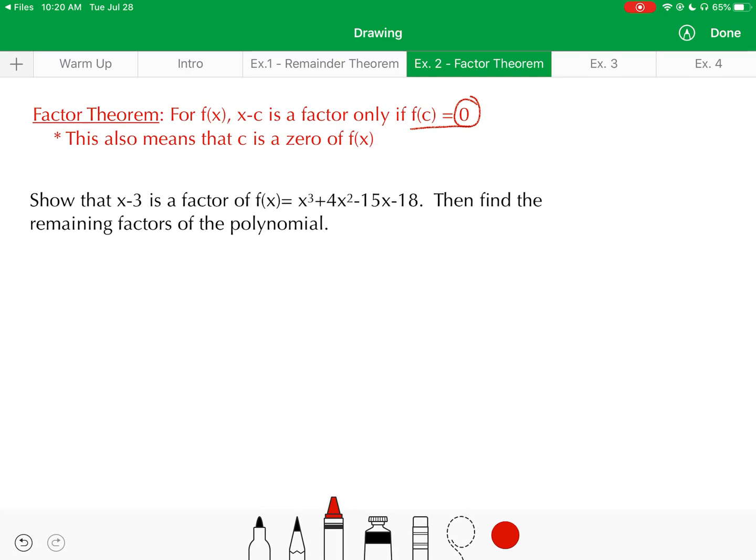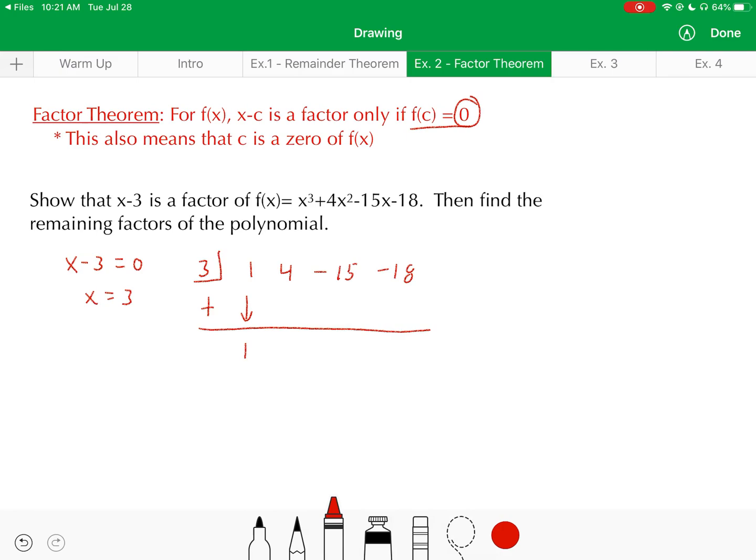Show that x minus 3 is a factor of f of x, then find the remaining factors of the polynomial. Okay. Well, if x minus 3 is a factor, then we would want to try to divide that into the function. And we could do it with long division, or we can do it with synthetic. I'm going to use synthetic, so I'll set that equal to 0. X equals 3. That's the number that goes in the box. And I don't need any placeholders this time.